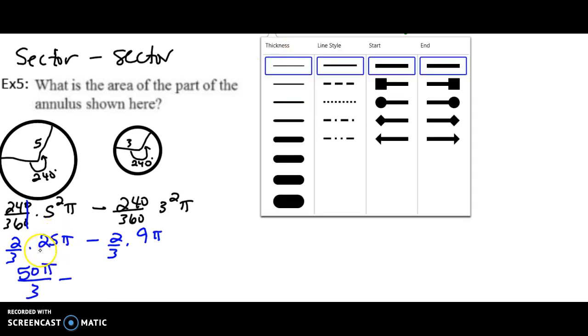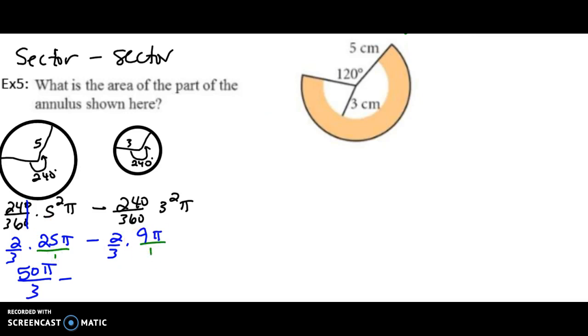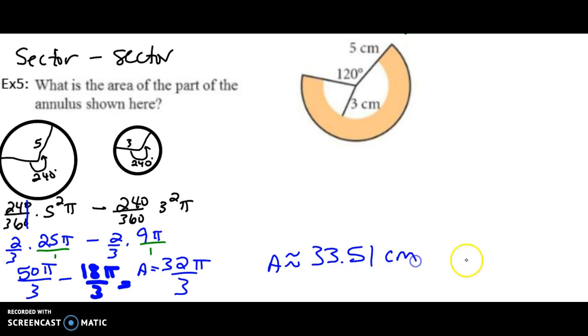From there you can think of that 25 pi over 1 and 9 pi over 1 and simplify. So 2 times 25, 50 pi over 3. And then even though I can simplify this one over here, I'm just going to leave it 18 pi over 3, because then we'll be able to subtract the numerators. So 50 pi minus 18 pi, so 50 minus 18, that'd be 32. 32 pi over 3 would be the exact. And then the approximate, if we type that in a calculator, 33.51. And then again, we're talking area, so it should be square centimeters.